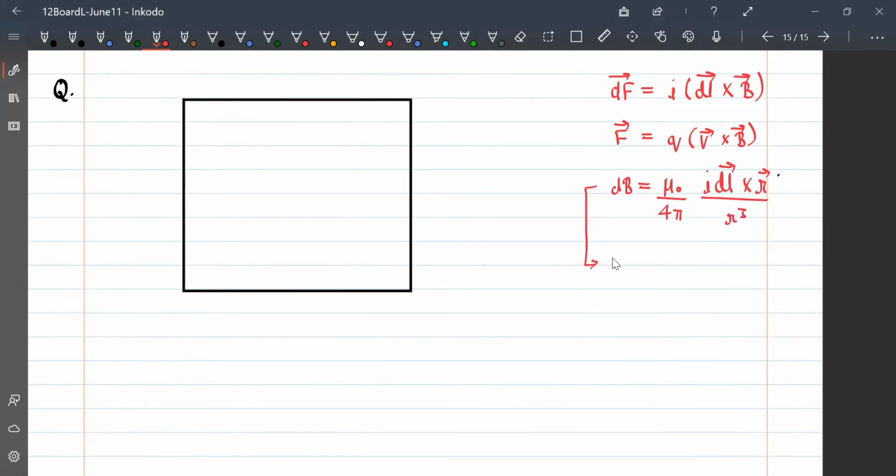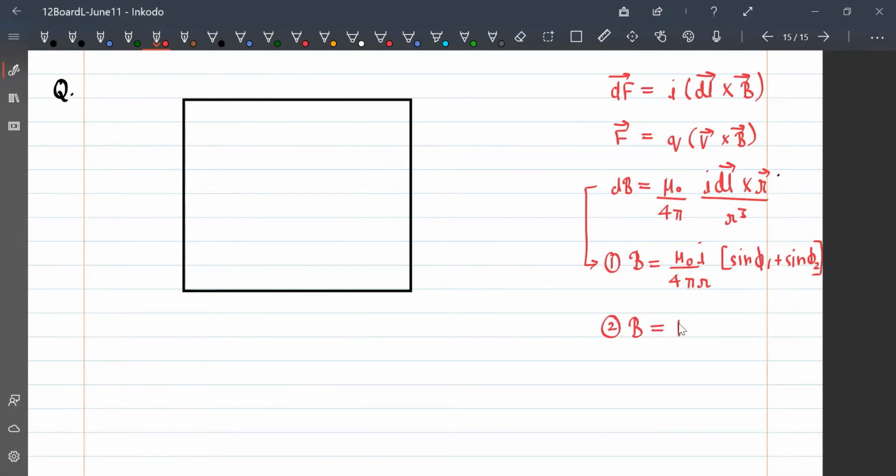In this one, we had the first formula for a straight line, and that was mu naught I by 4 pi r, sine phi 1 plus sine phi 2. Phi 1 and phi 2 are the projection angles with the points.